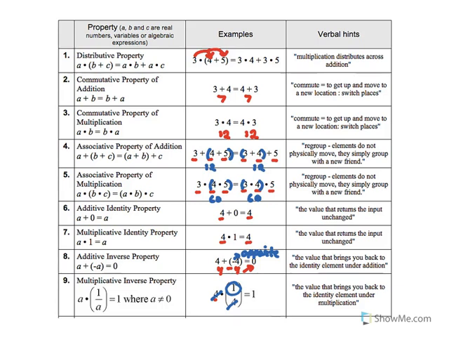But the other part of the lesson, the main focus now, is going to be simplifying algebraic expressions.